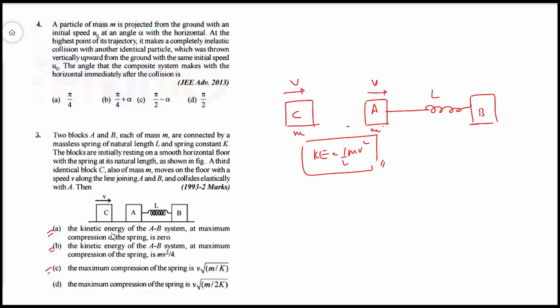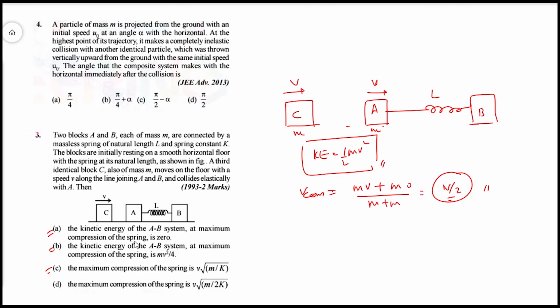Let's talk about the K of the system at maximum compression of the spring. At t equal to 0, the velocity of the center of mass is m times v for this block plus m times 0 for the other, divided by m plus m, and that is v by 2. At any time there is no external force on the system, so this v com is never going to change. The center of mass velocity of the system is always v by 2.